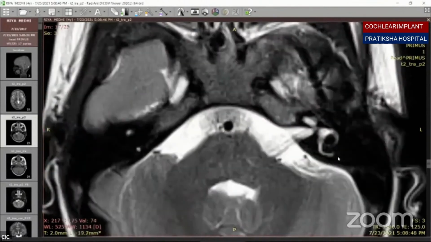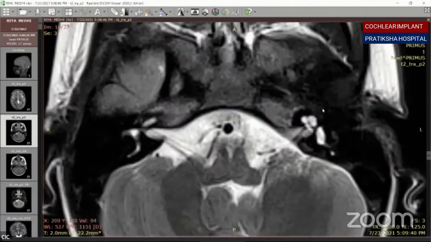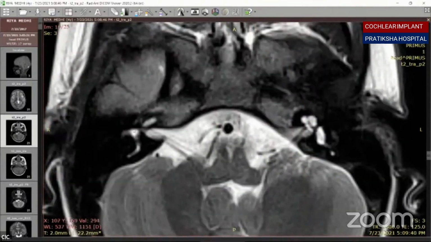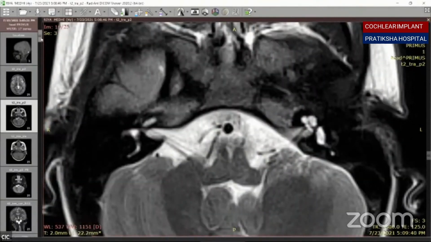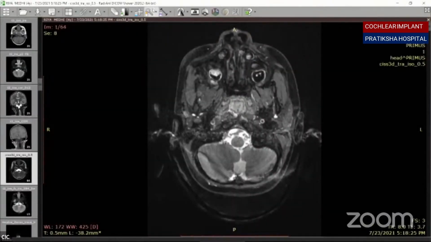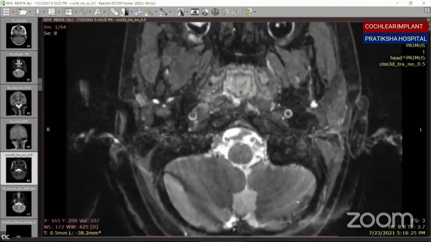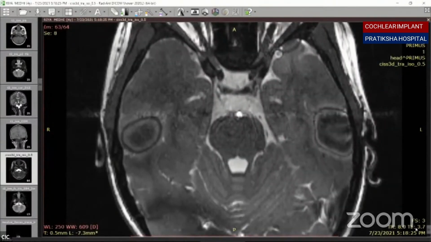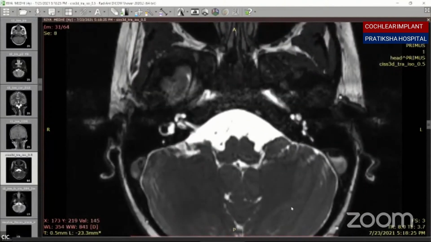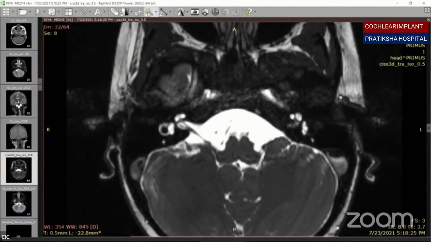On the left side again, a good fluid-filled cochlea. We can note the three turns of the cochlea and the semicircular canal and vestibule. Also, the nerves are quite evident here. Another important sequence in MRI is the CISS or Fiesta sequence, which is a heavily T2 weighted sequence. Here, if we magnify, the nerves are even more prominent. Let me quickly go to that portion where the nerves are quite prominent.